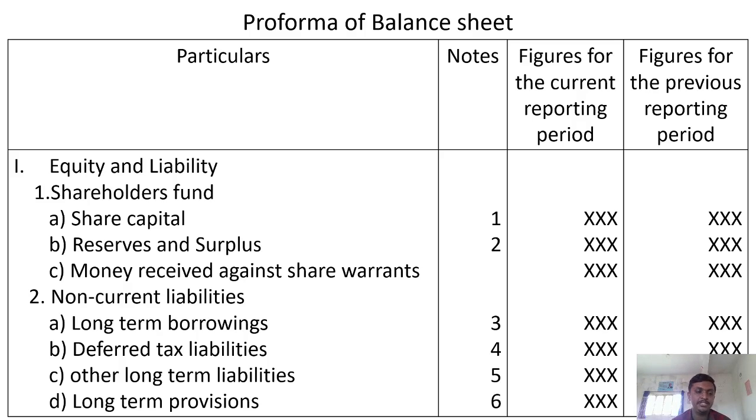Again, the equity and liability is segregated as follows. That is the first one is shareholders fund. And that first A, share capital, that is note number 1. And the second one is B, reserves and surplus, note number 2. And the C, money received against the share warrants. Coming to the second one under equity and liability, non-current liabilities. Under that, the non-current liabilities is segregated as the long-term borrowings, note number 3. Deferred tax liability, note number 4. The other long-term liability, note number 5. The long-term provision, note number 6.